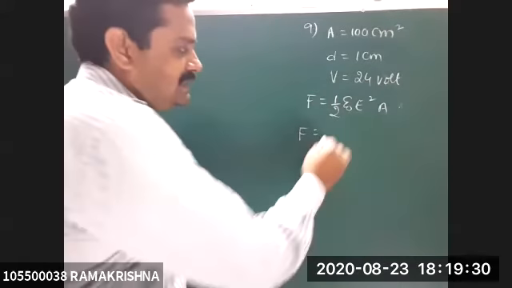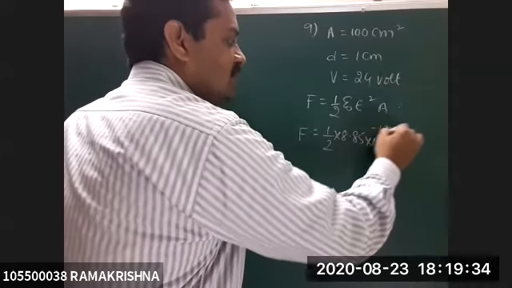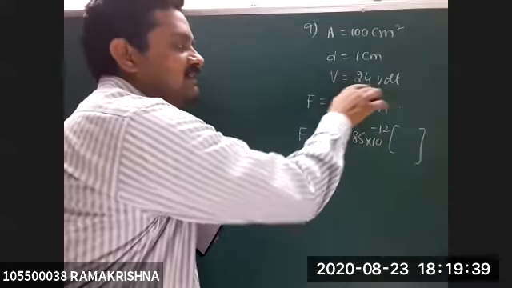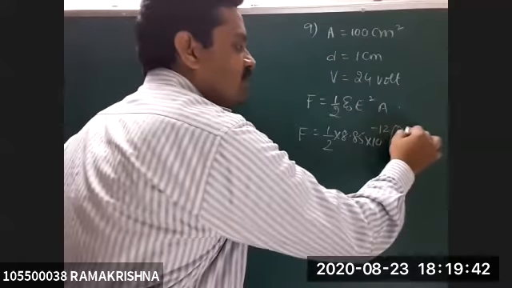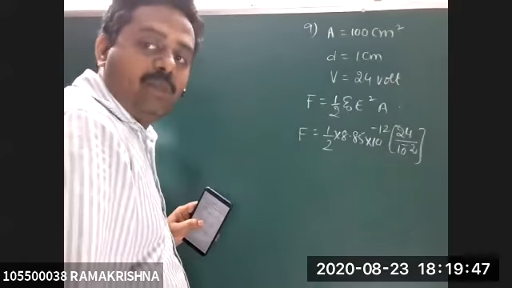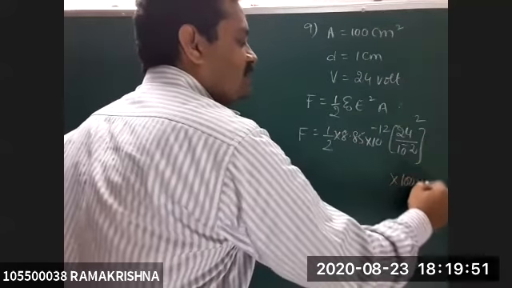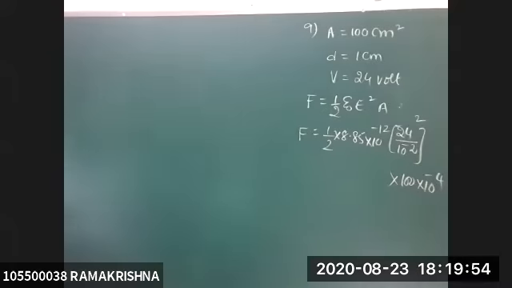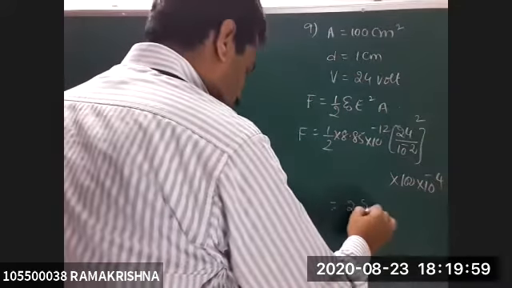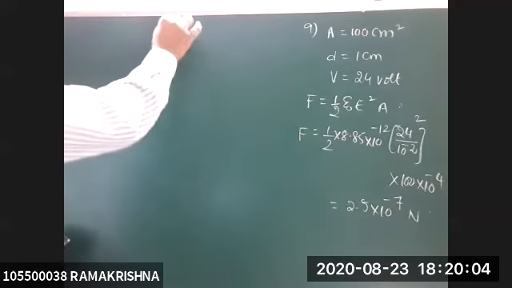F is equal to half, the value of epsilon naught is 8.85 into 10 to the power of minus 12, and E is written as V by d. Given that the value of V is 24 and d is 1 centimeter, which is 10 to the power of minus 2 meter, squared, into area. Area is 100 centimeter square, that is 100 into 10 power minus 4, right? So finally, on simplification, we get 2.5 into 10 to the power of minus 7 Newton.